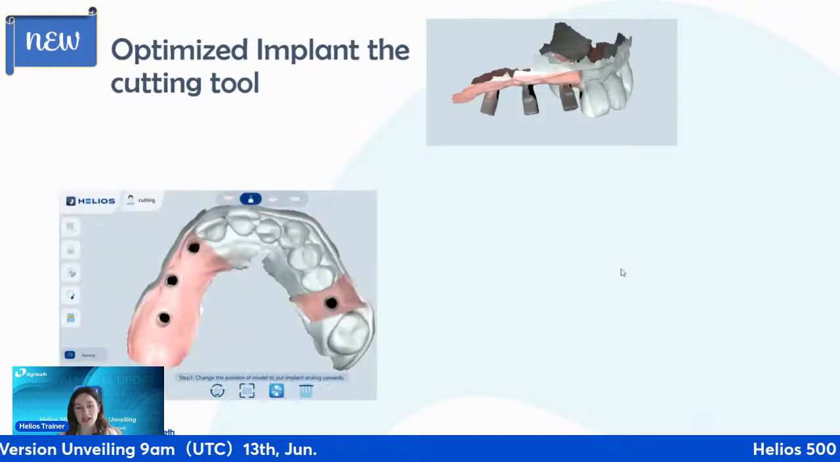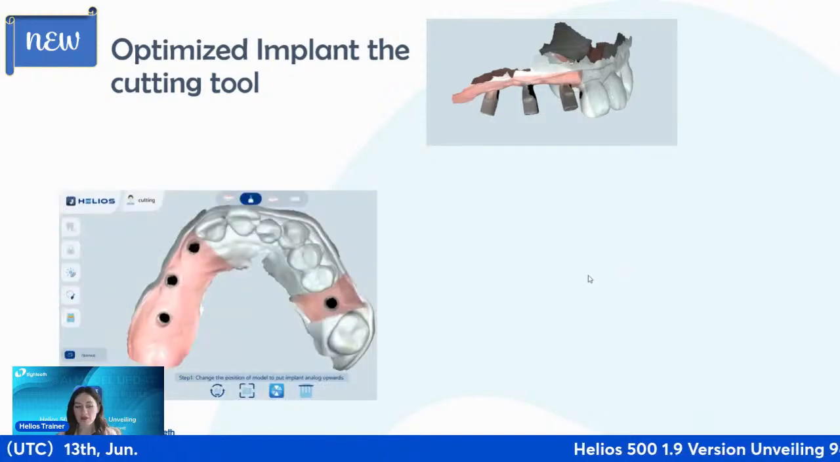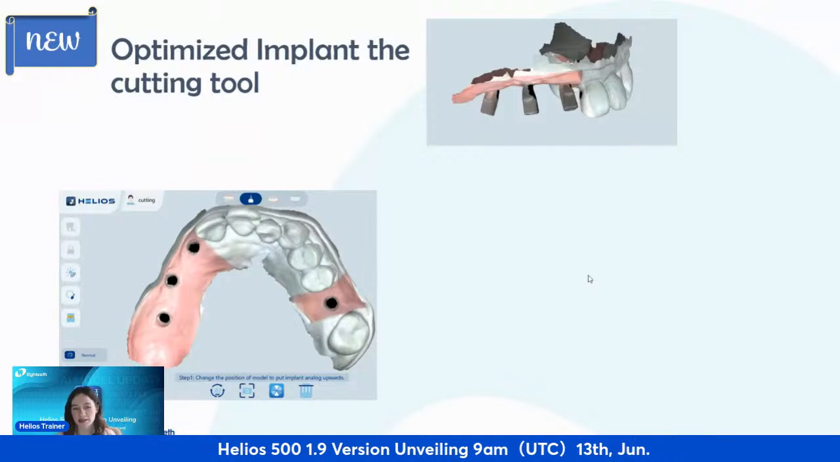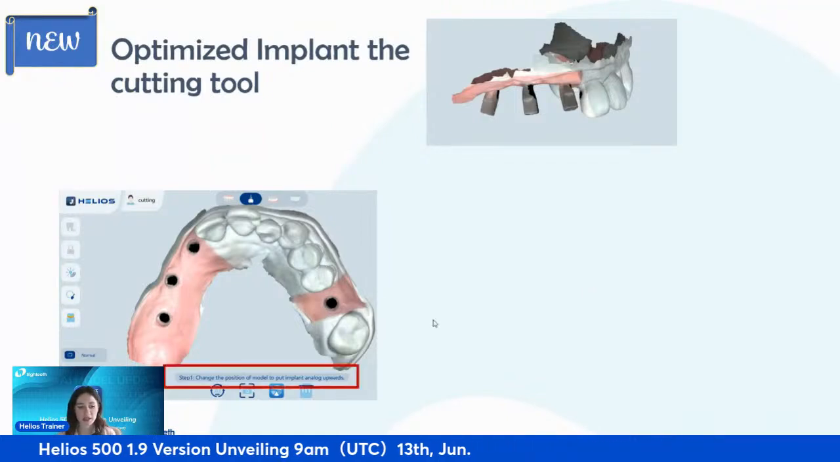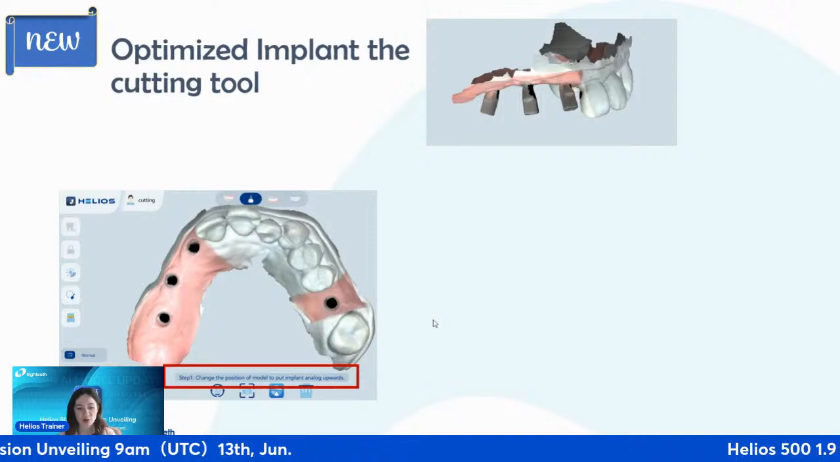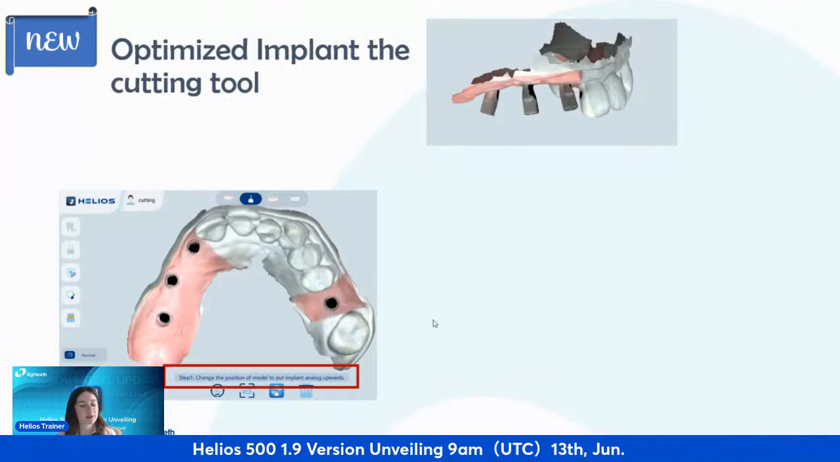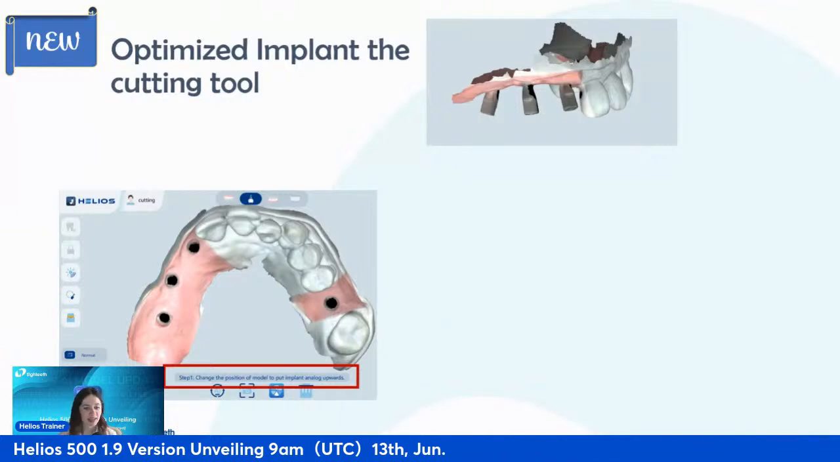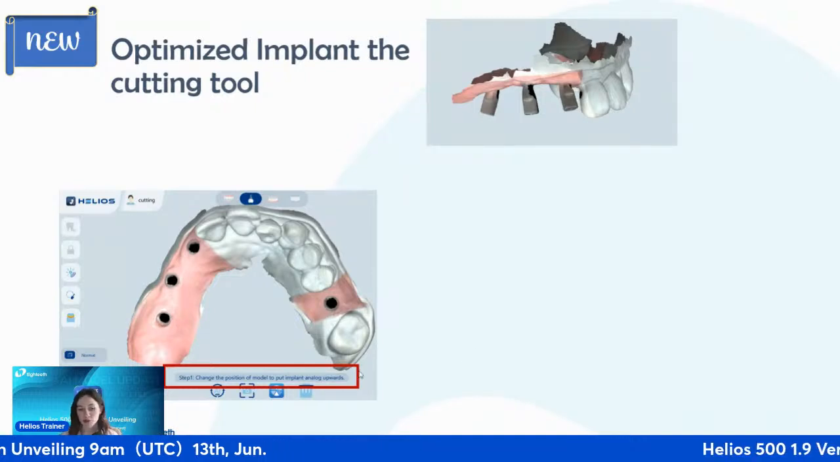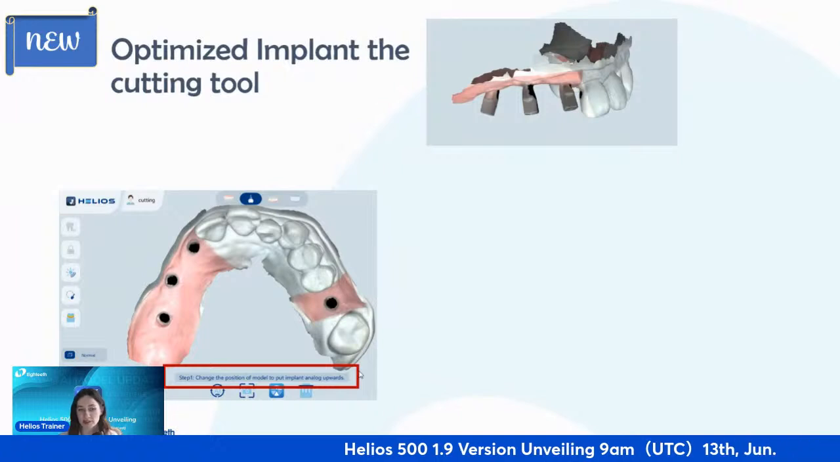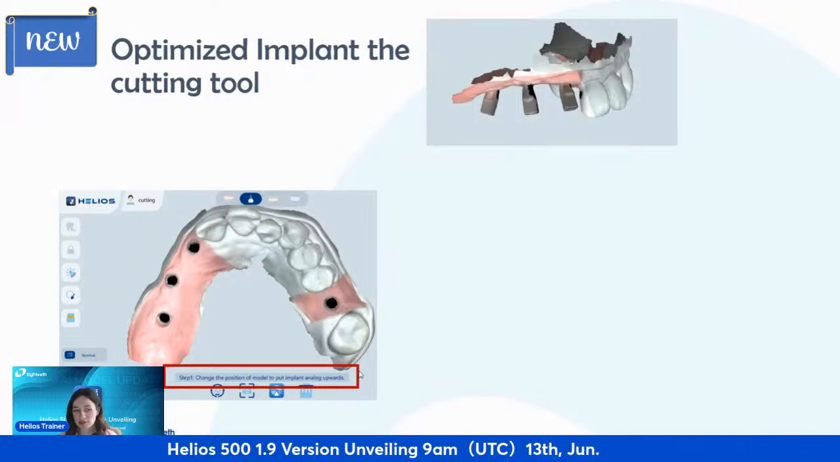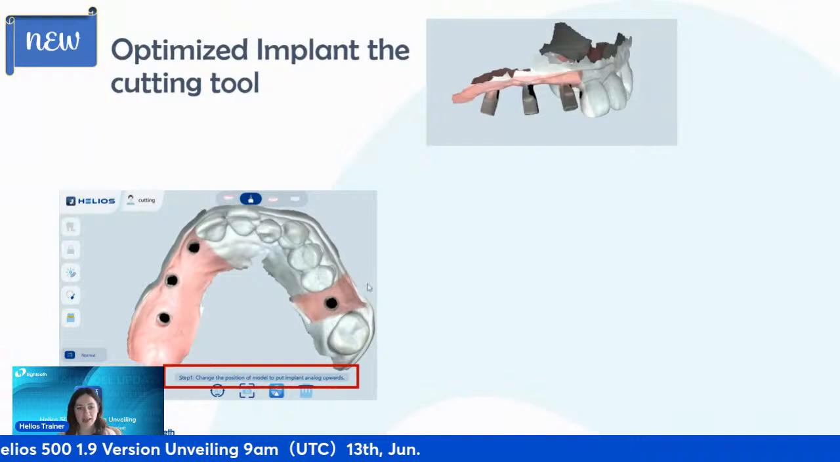Let me show you. Now, after you scan the gingiva first, and after you go to the implant scan catalog, you will see a first step: change the position of the model to put the implant analog upwards. You will see a message. Step by step, the software will be guiding you. So it's asking me to put the implant model analog upward. So I need to position my model in order to see the implant analogs, like in this picture.